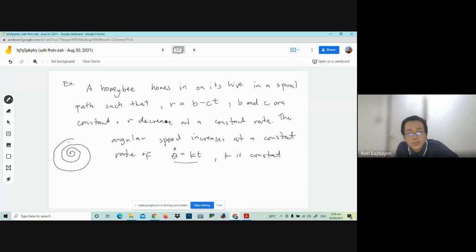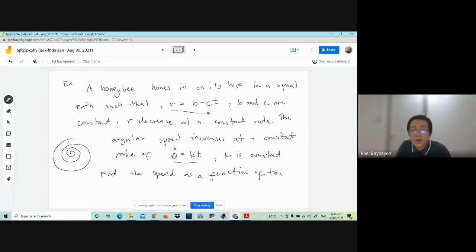So the question is: find the speed as a function of time. Okay? This is very simple. Why?